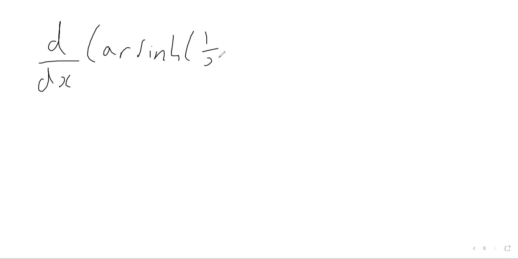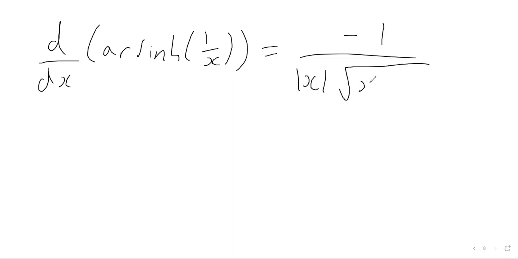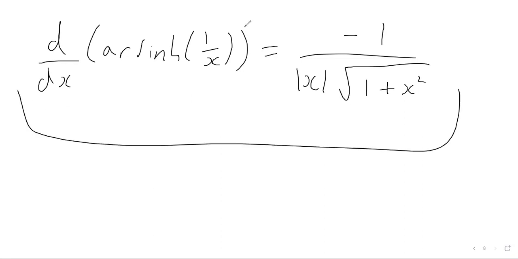So the conclusion from today is that when you differentiate the arsinh of 1 over x function, you get exactly the same result as differentiating the r cosec of x function, and that result was this result here: -1 over the modulus of x multiplied by the square root of 1 plus x squared, like that. And that's the end of this video.